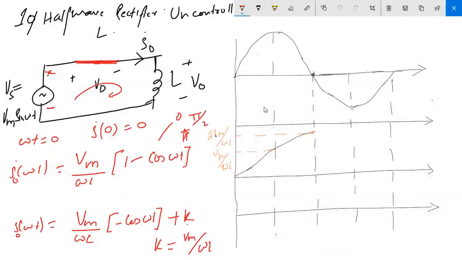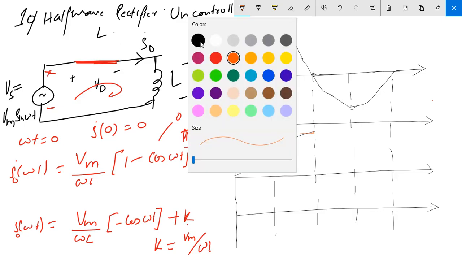So here, if you put the values and draw the waveform, you will get some waveform, this type of waveform. At pi by 2 you are going to get Vm upon omega L, and at pi you will get 2 Vm by omega L. Similarly, if you plot for 3 pi by 2 and 2 pi, you will get a waveform like this.